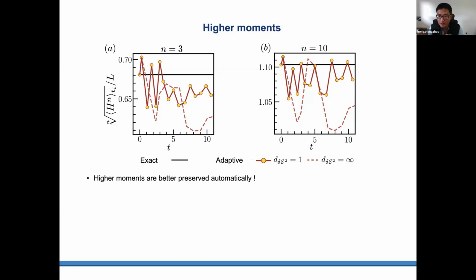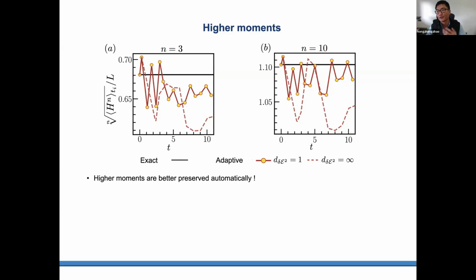But then if you, let's say, only control the energy conservation law, you get these red dashed lines and you see clear deviations. But now if you add the constraint on energy variance, again, you get these orange dots and you see that automatically higher moments are much better preserved. You do not need to explicitly introduce the constraints in the algorithm because measuring those higher moments is actually very expensive on real quantum devices. But here you don't need to do so, just because constraining the energy variance itself is enough.